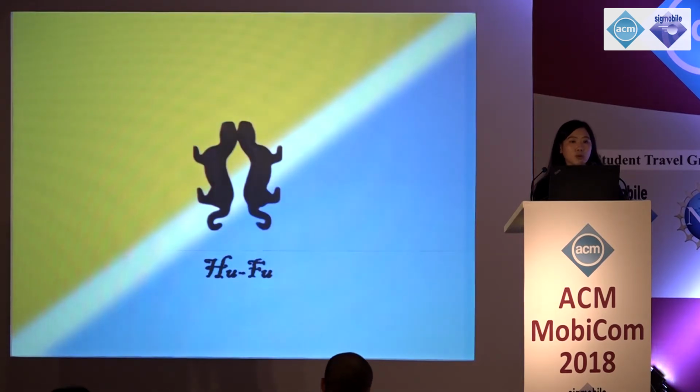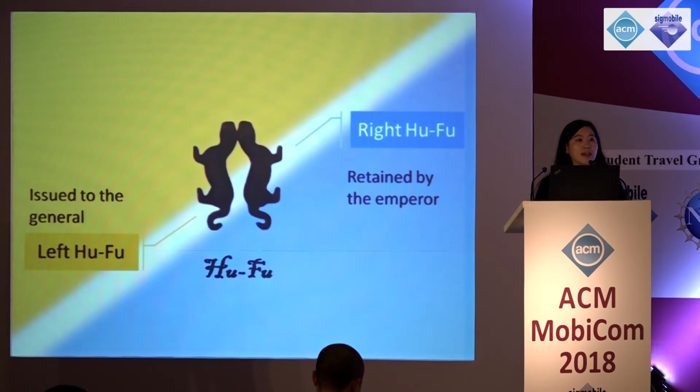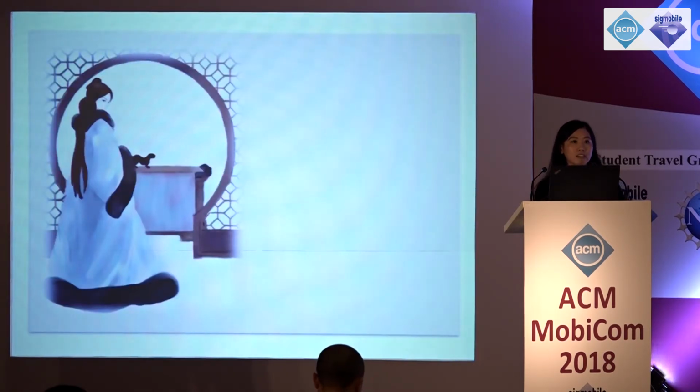Before I introduce our design, I will first talk about what HuFu is. HuFu, also called tally tokens, were authentication seals used by ancient Chinese emperors to dispatch and command the army. It has two pieces. The right piece was retained by the emperor, and the left piece was issued to the general. There is a famous historic story about HuFu.